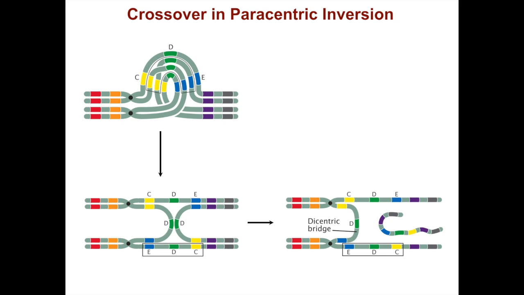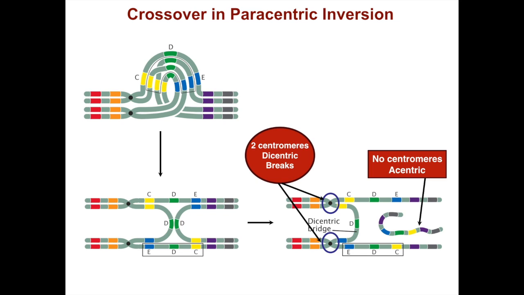During anaphase 1, this becomes a problem. As this resolves, the centromeres separate, stretching the dicentric chromatid, which breaks. The chromosome lacking the centromere is lost. And you might see those are the breaks that are caused by the 2 centromeres. And then you have no centromeres in the acentric chromosome.